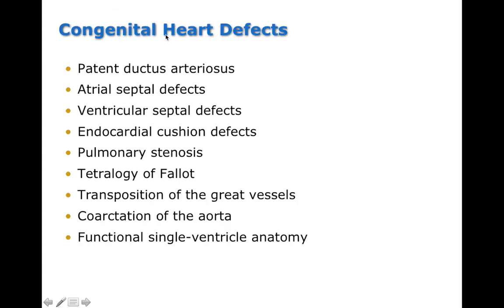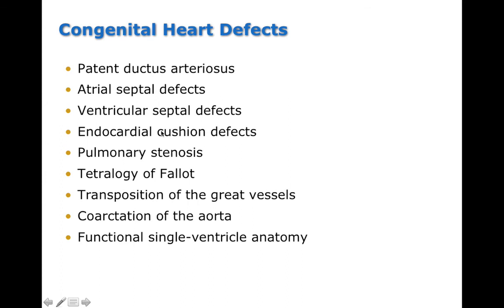So with the different congenital heart defects, we'll have all of these listed here. Remember, with a patent ductus arteriosus, the pulmonary trunk and aorta remain connected after birth. With an atrial septal defect, there's a patent foramen ovale, so the left and right atria are still connected, and there's a mixing of blood there. With a ventricular septal defect, the ventricles are connected, and again, there's a mixing of blood between the pulmonary and systemic circulations.